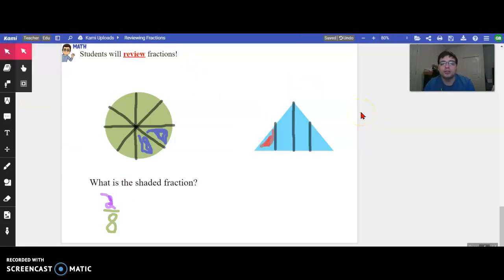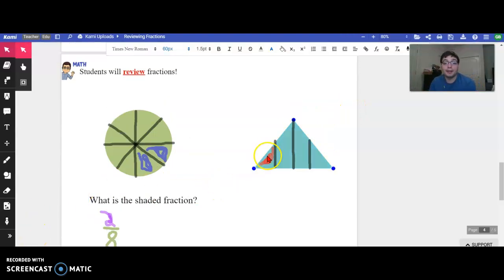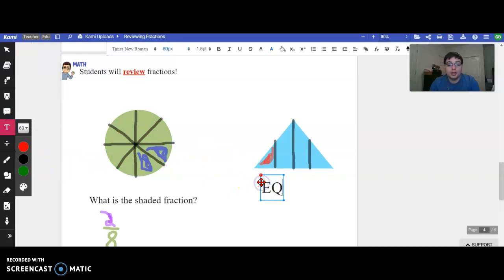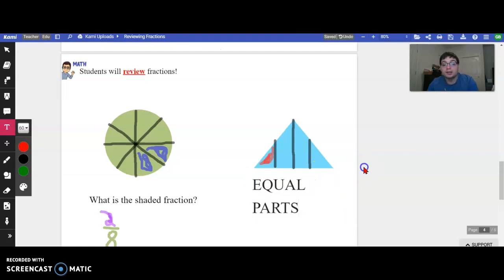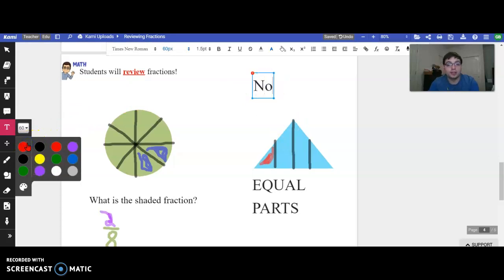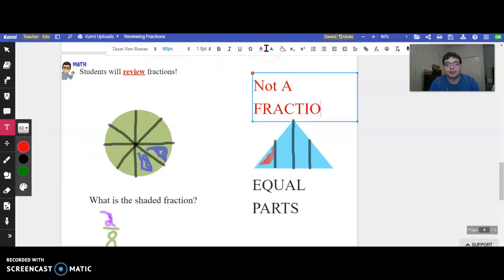Okay? And I want you to take a look at this next problem I have. I want you to think about the same thing. What is the shaded fraction? So you might look at this shape and say it's 1/4. You've selected one and there are four parts. But remember, when we deal with fractions, it's not good enough to just be parts. They have to be equal parts. So this one does not have equal parts. So I put in big red letters, not a fraction.